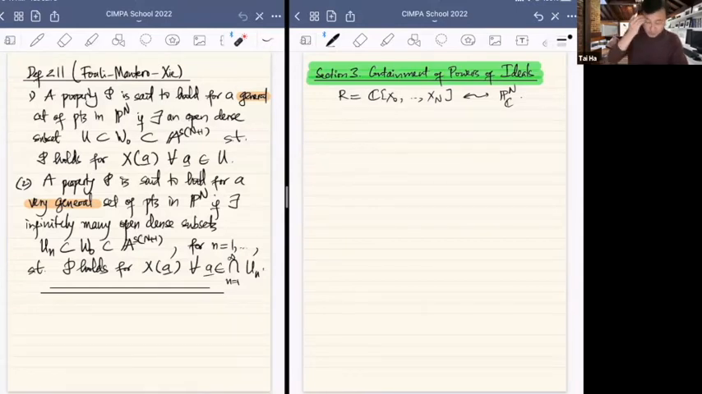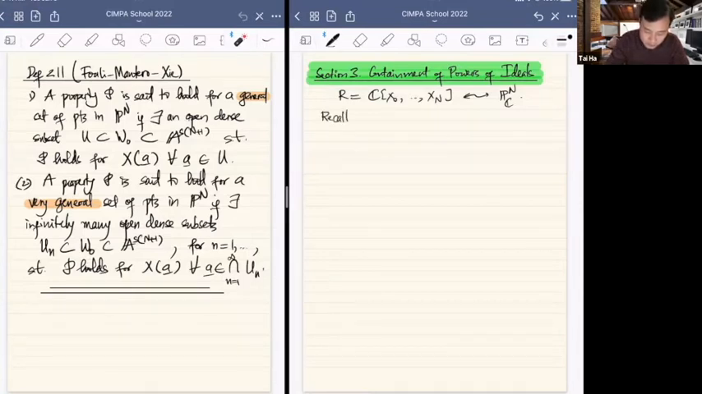Thank you so much. So today I'm going to move on to the next part of my lectures, where I'm going to talk about containments of powers of ideals. As before, I'm going to focus on the polynomial ring over the complex numbers, and this polynomial ring corresponds to the n-dimensional projective space. So particularly, it has n plus one variables.